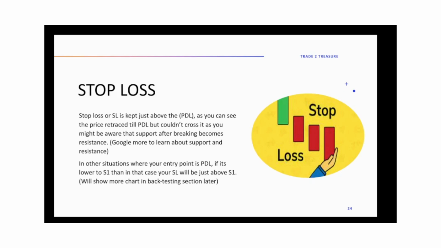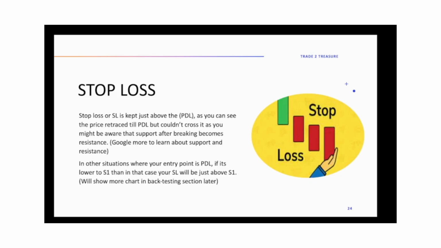Now I'll just explain you about the stop loss. Stop loss is kept above the previous day low. As you can see, the price retraced till previous day low but couldn't cross it. As you might be aware, support after breaking becomes resistance. So Google more to learn about support and resistance if you don't already know much about that.